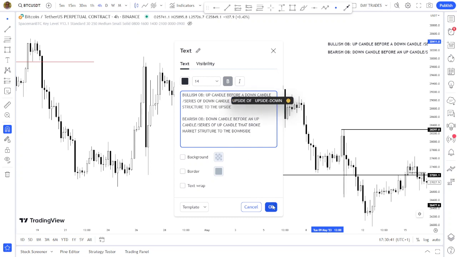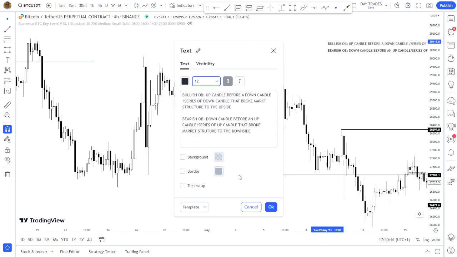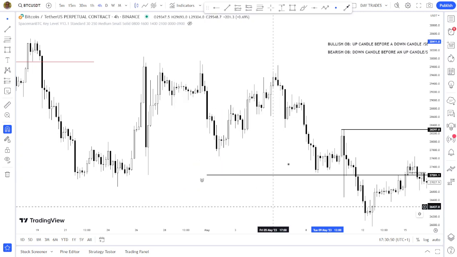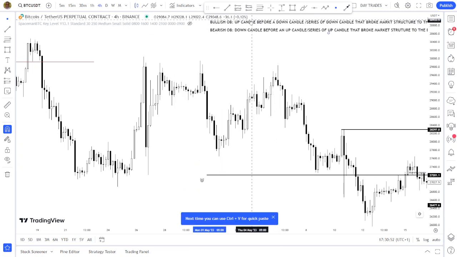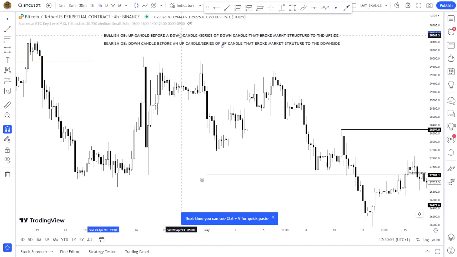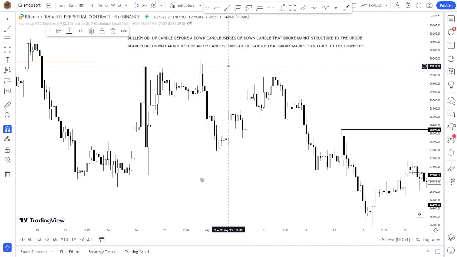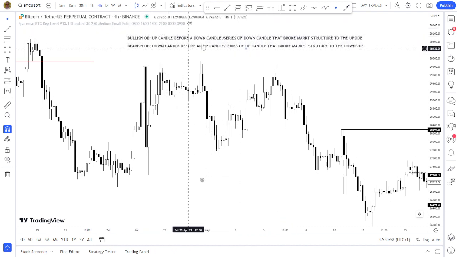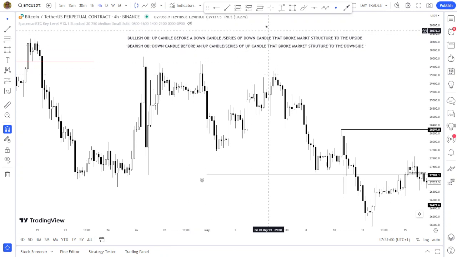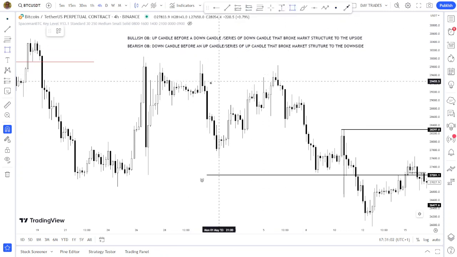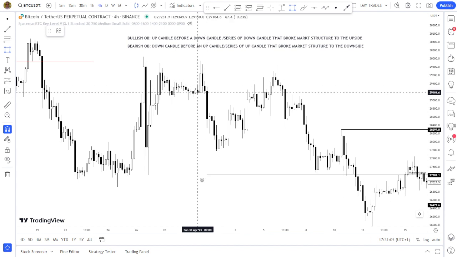Alright, so let me make that a little bit smaller. Okay, I think it's way too small. Alright, so there you have it. Let me drag that. Alright, so bullish order block, bearish order block. You have that there. So let me give an example of a bearish order block, which is this.